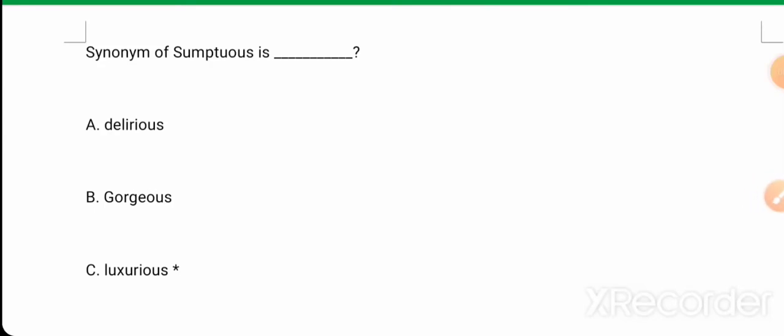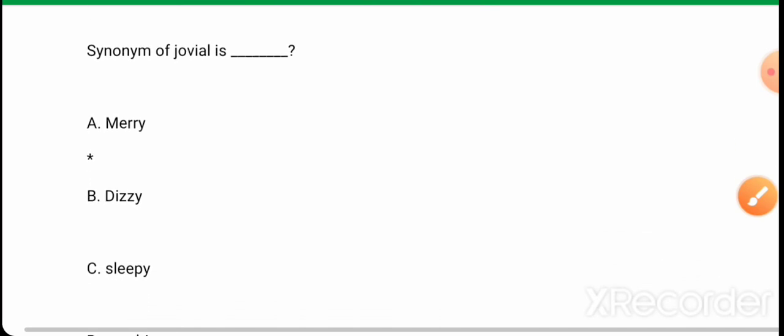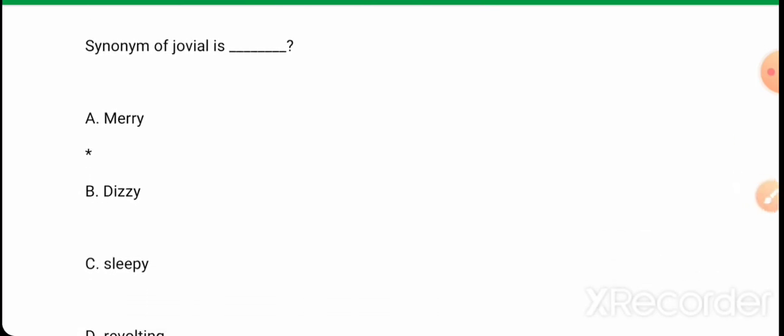In this video, first question is synonym of Sampertus. Sampertus is its correct option is option C, luxurious. Next question, synonym of jovial is its answer is option A, merry.